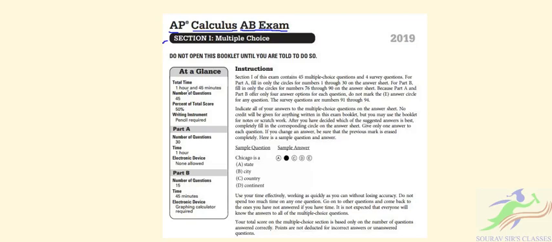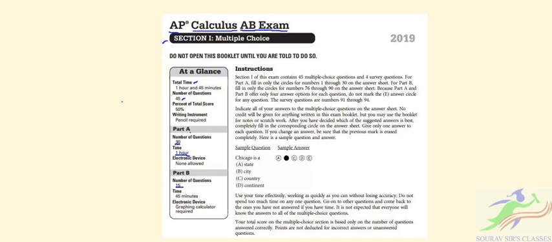What is this at a glance? The total time will be 1 hour and 45 minutes, and the total number of questions will be 45. In the first part, Part A, we will solve 30 MCQ questions, and the time is 1 hour. For Part B we have to solve 15 objective questions, and the time will be 45 minutes. So this will be the structure of this AP Calculus exam.